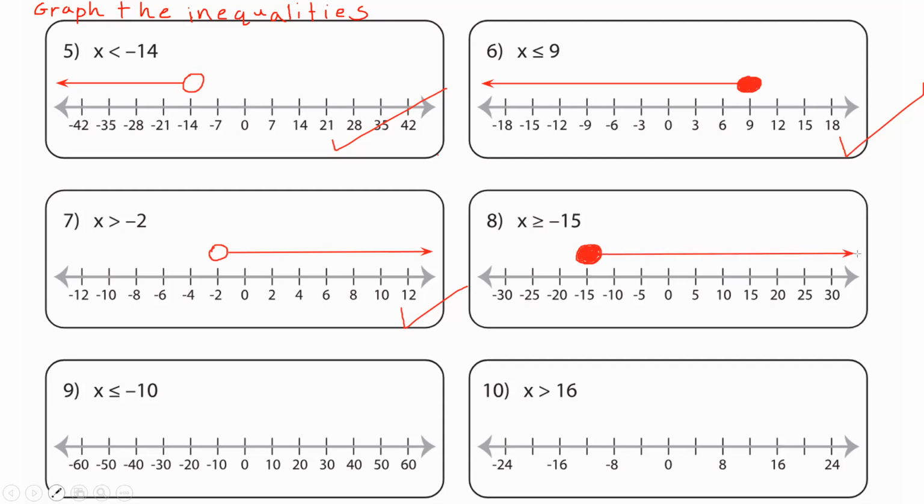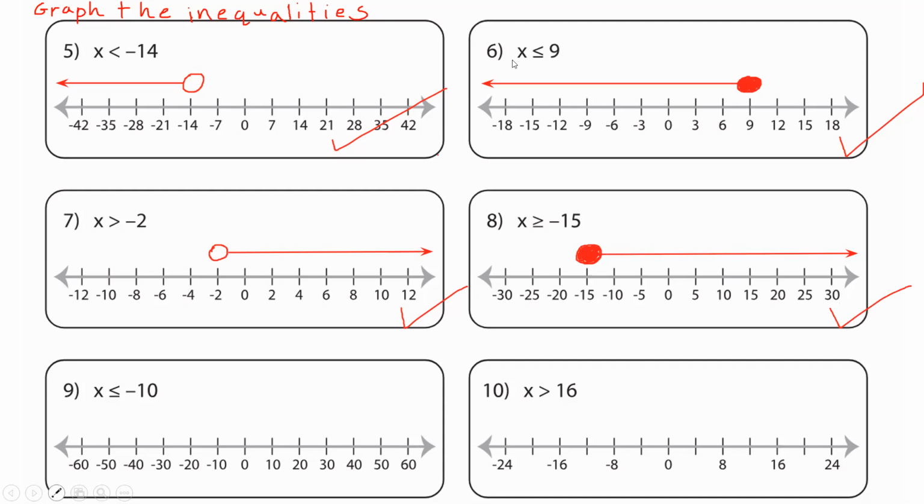Excellent stuff. Perfect. Did anyone get this right? Let me know if you got it right, please. Very good. If you got it right, please put a tick. If you got it wrong, please put an X. Okay, let's move on to the next one.